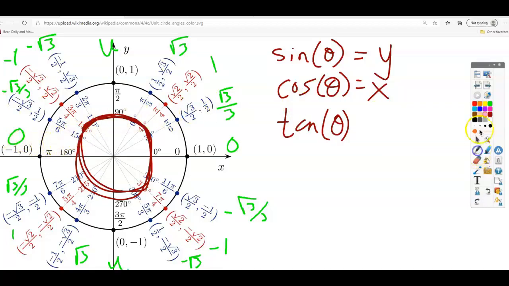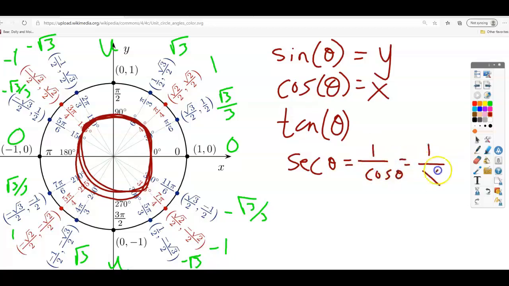So now let's go ahead and continue our journey here a little bit. Let's talk about secant. Secant of theta is basically the reciprocal of cosine.